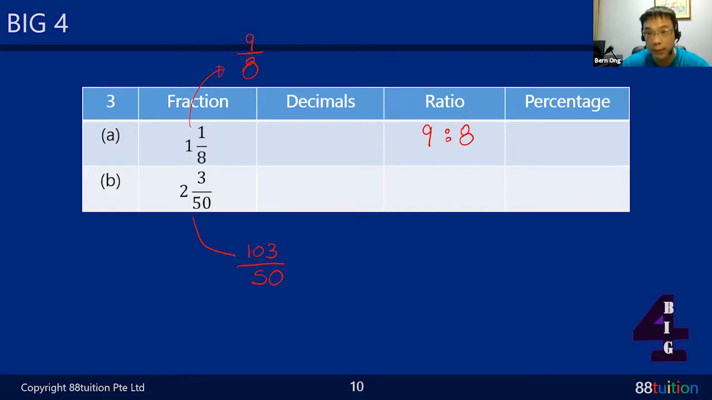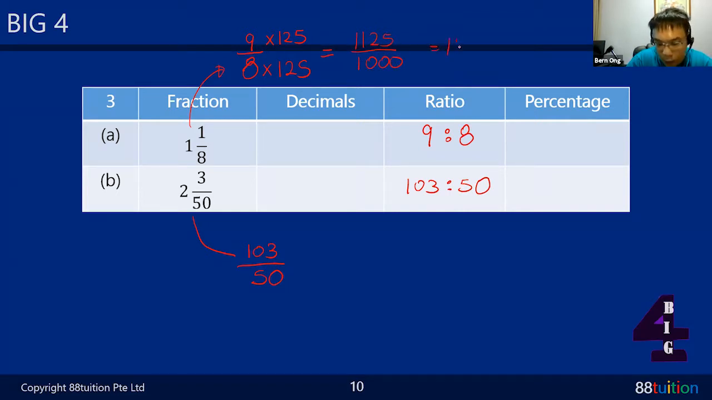103 is to 50. So the ratio is done. Can you write it as a decimal? Don't panic. Change the denominator into 10, 100, or 1000. 8 cannot change to 100, so change to 1000 by times 125. If you times 125 to the denominator, you must times 125 to the numerator. 9 times 125 should give you 1125 over 1000. That one can be written as 1125 divided by 1000.